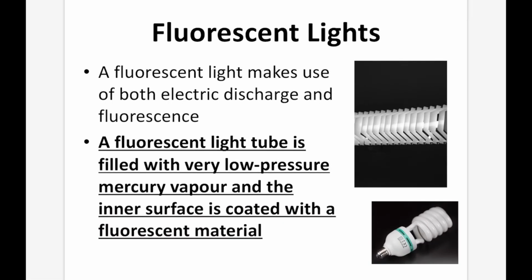Fluorescent lights. A fluorescent light makes use of both electric discharge and fluorescence. A fluorescent light tube is filled with a very low pressure mercury vapor, and the inner surface is coated with a fluorescent material. You can see two examples of our fluorescent lights here.